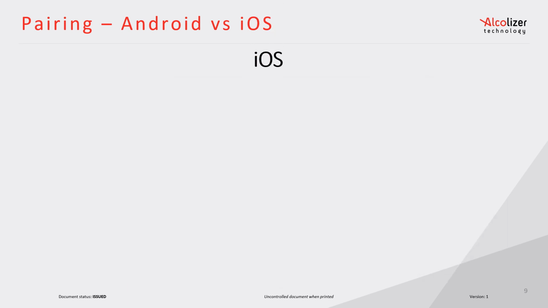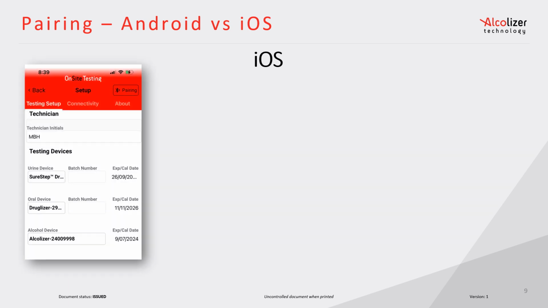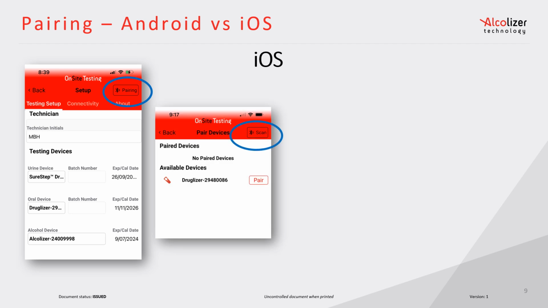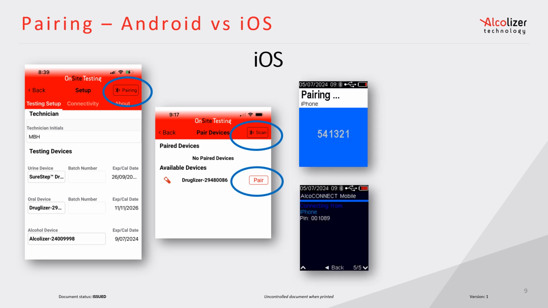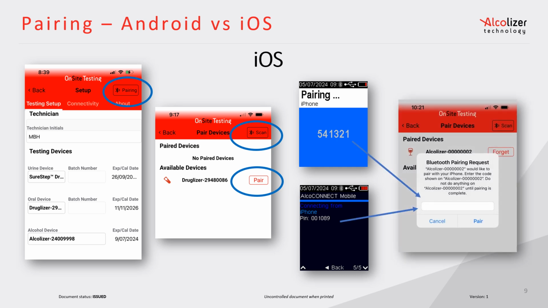If you are using an iOS smart device, pairing happens in the app. Select the pairing menu, then select Scan. The app will scan for nearby testing devices. The testing device must be on the scanning page itself. Select Pair next to the device you want to pair with. A passcode will be displayed on your testing device. Enter this code into the pairing request form that appears in the app. Then select Pair.